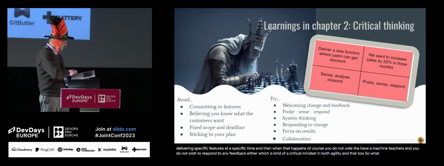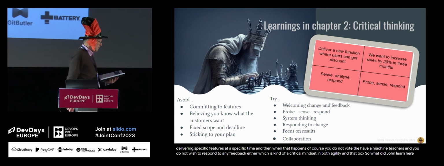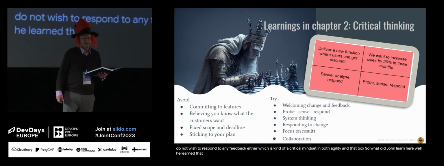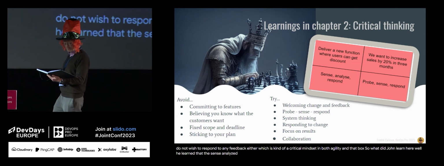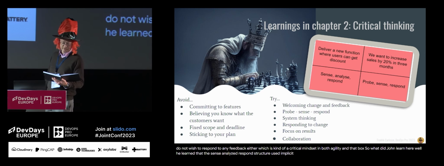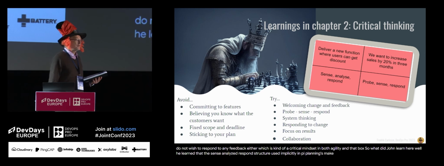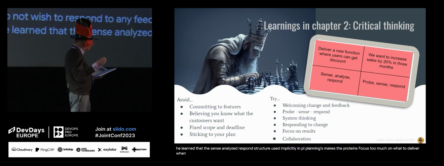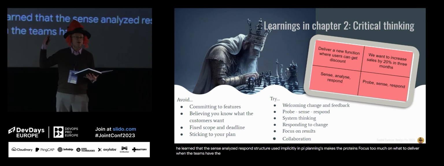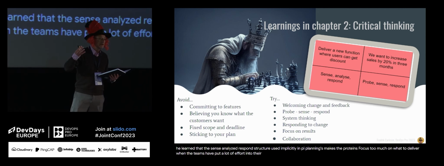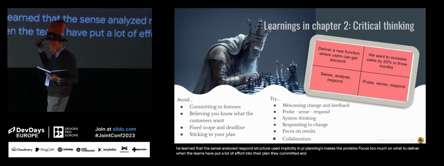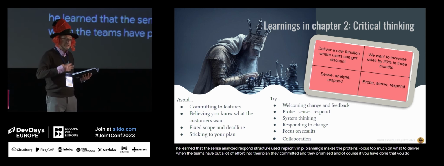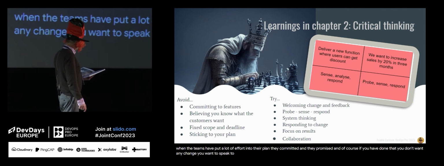So what did John learn here? Well, he learned that the sense, analyze, respond structure used implicitly in PI planning makes the teams focus too much on what to deliver when. The teams have put a lot of effort into their plan. They committed and they promised. And of course, if you have done that, you don't want any change. You want to stick to your plan.